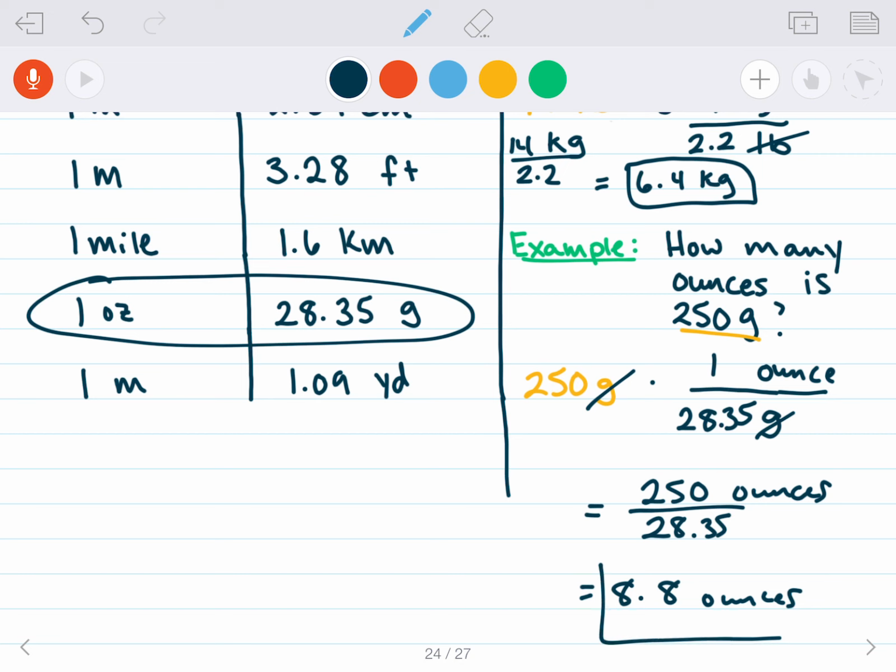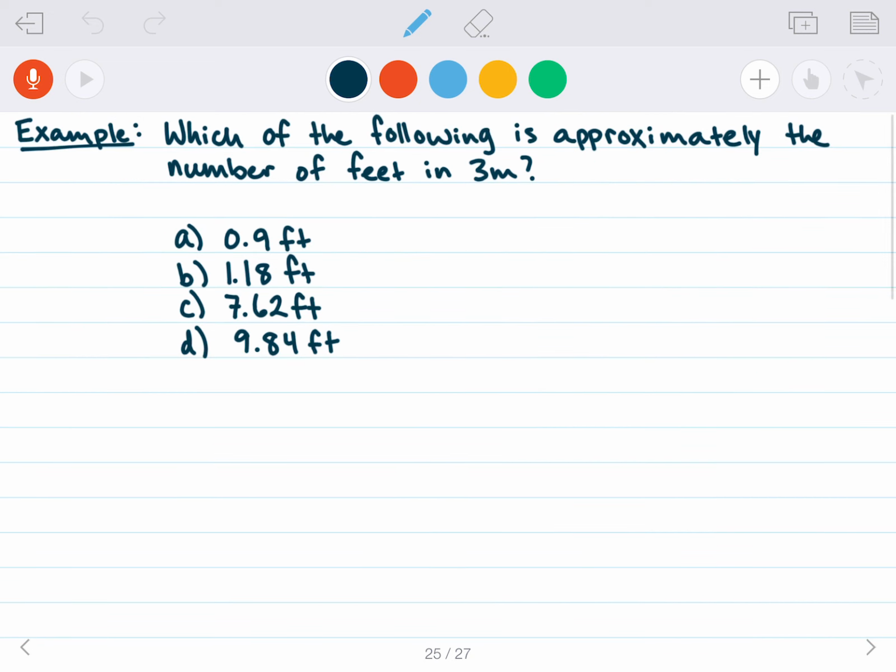That looks good. Okay. All right, very good. Okay, so those were some examples using that chart.